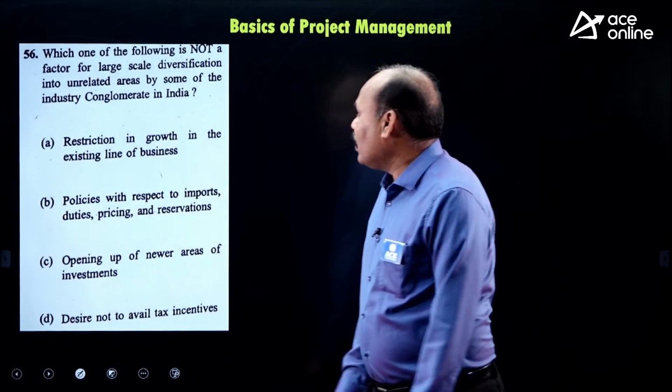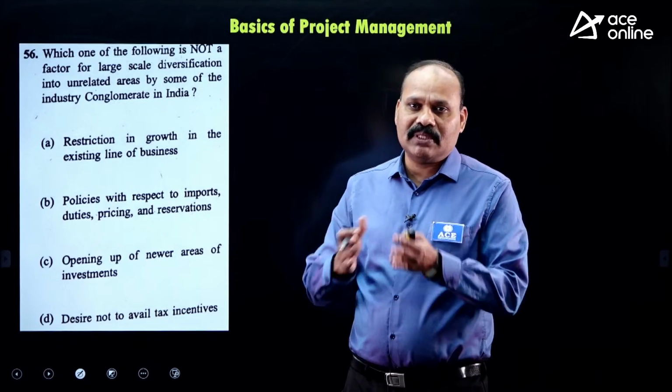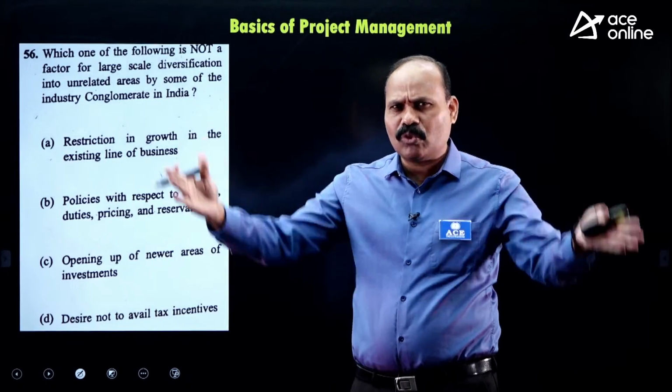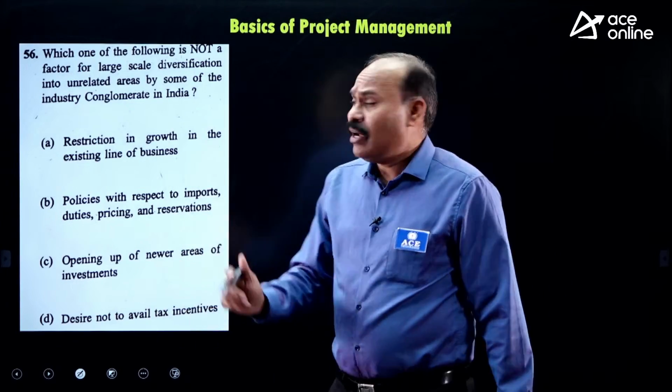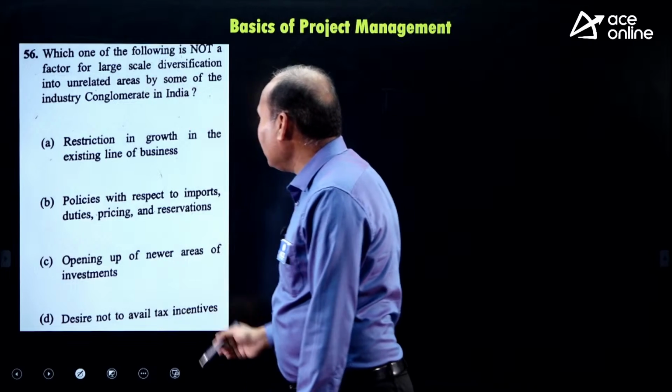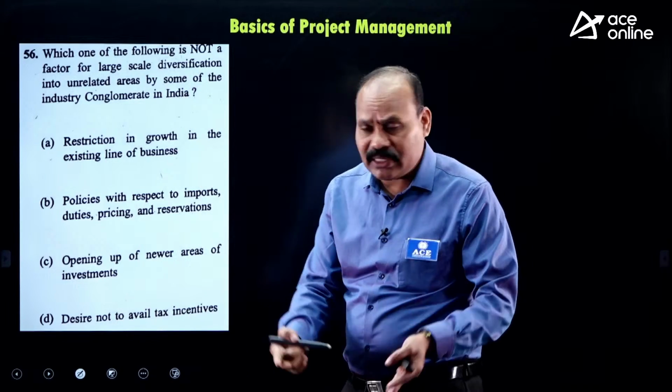Next, which of the following is not a factor for large scale diversification? Large scale diversification means that the business is getting expanded horizontally and vertically. And why is the business expanded? Restriction in growth in the existing line of business, yes, there is a restriction.